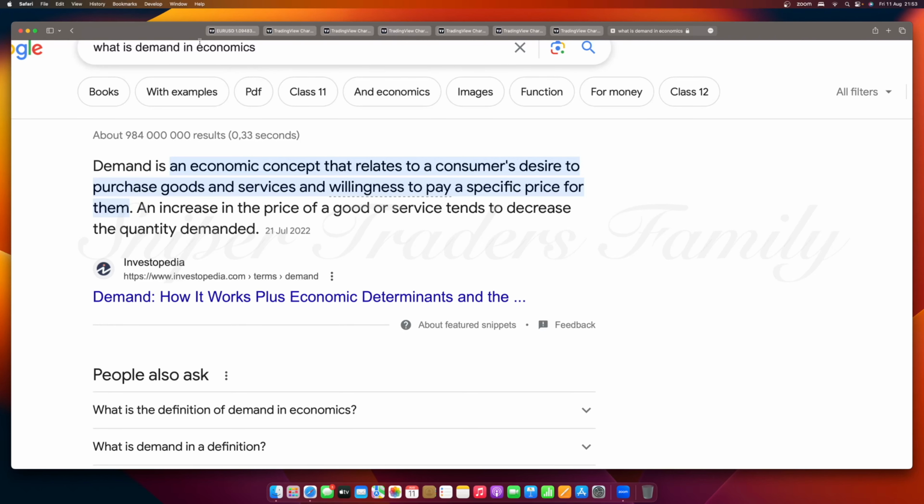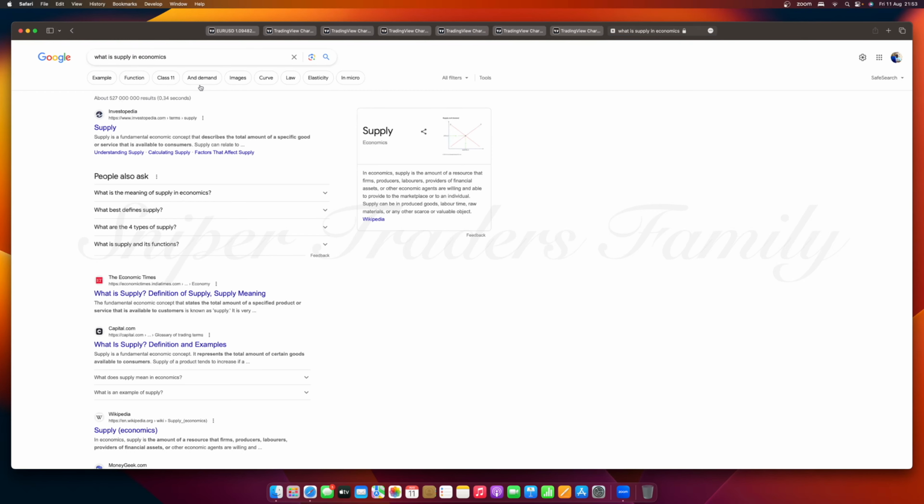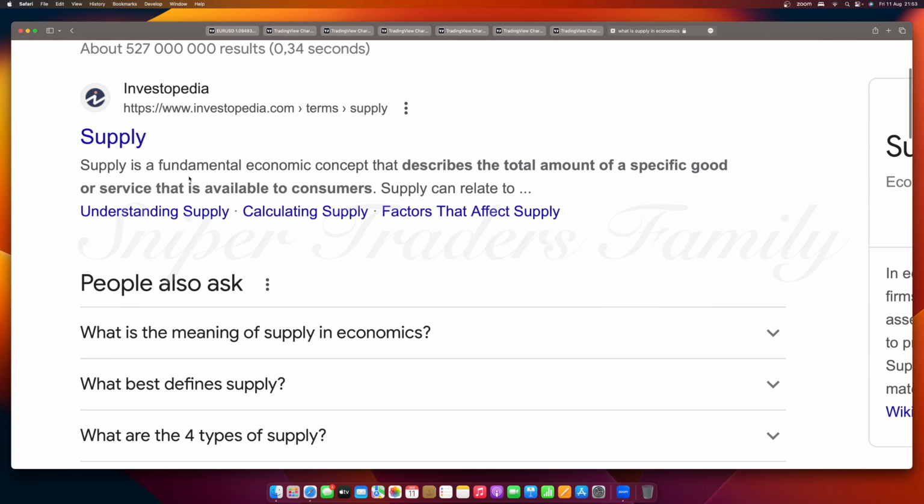Right. And then if we are to type now, what is supply in economics? Let's bring that also. So now we can see here, it says supply is a fundamental economic concept that describes the total amount of a specific good and services that is available to consumers. Now, according to the law of supply that we learned in school, the higher the price, the higher the quantity supplied, and then the lower the price, the lower the quantity supplied.